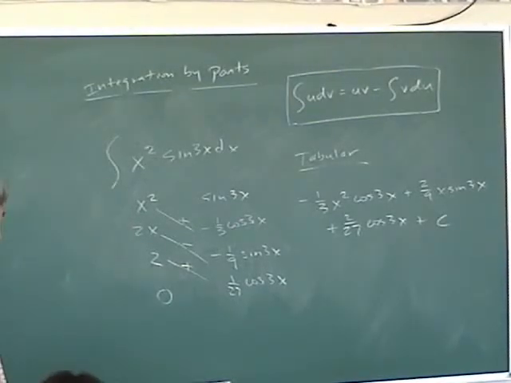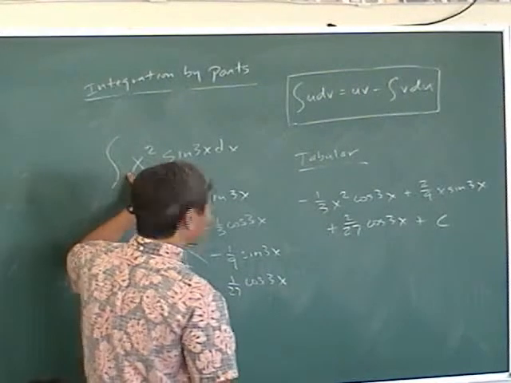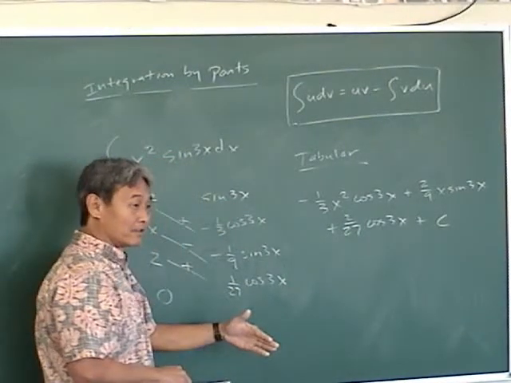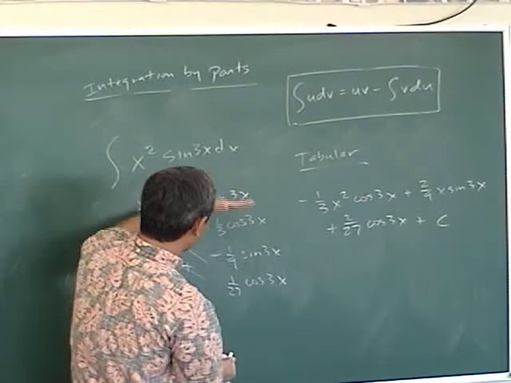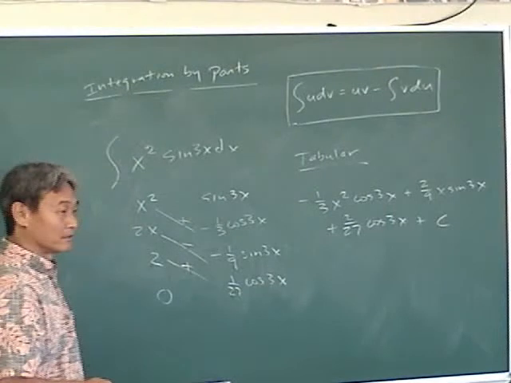Way easier. But again, the only time you can do tabular is when this one is a polynomial and this one can be repeatedly integrated. Otherwise, you can't fill in the chart. So you have to fill in the chart all the way to there. If you cannot integrate this thing 3 times, then you can't do it.